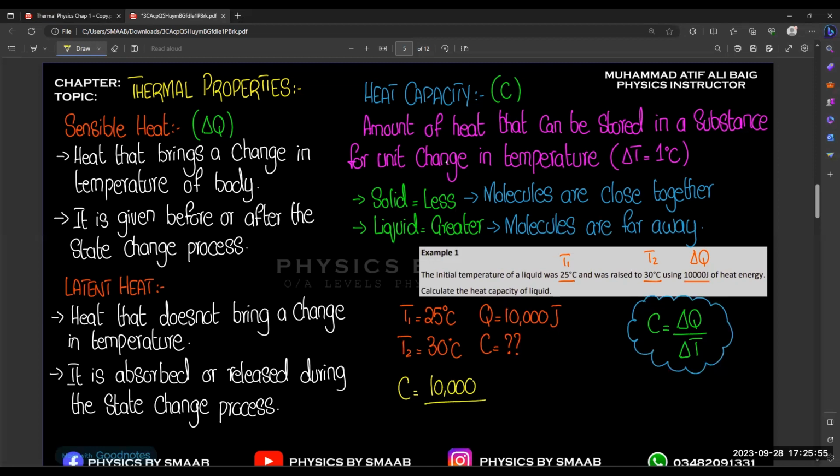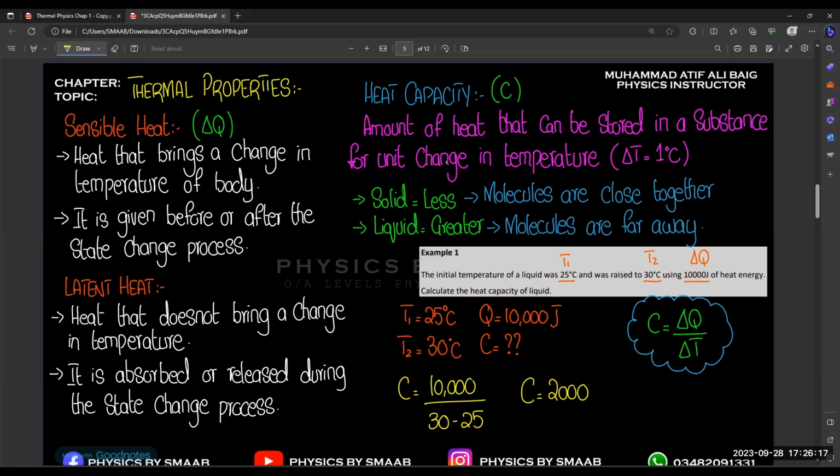What is Q again? Q is heat energy. So you will get the answer 2000. Yes, I got it too. Do we say joules? Yes. Now the important thing.